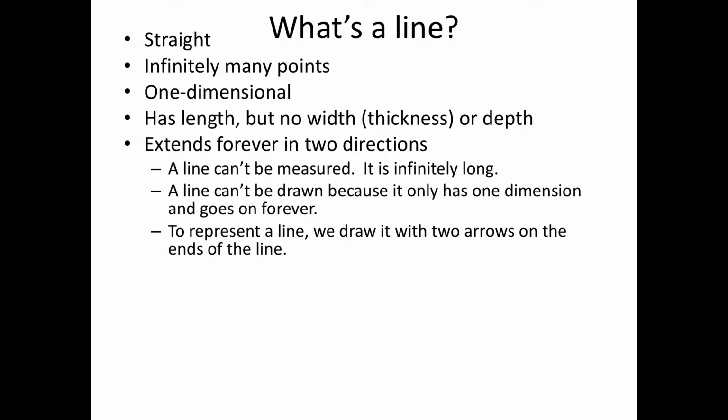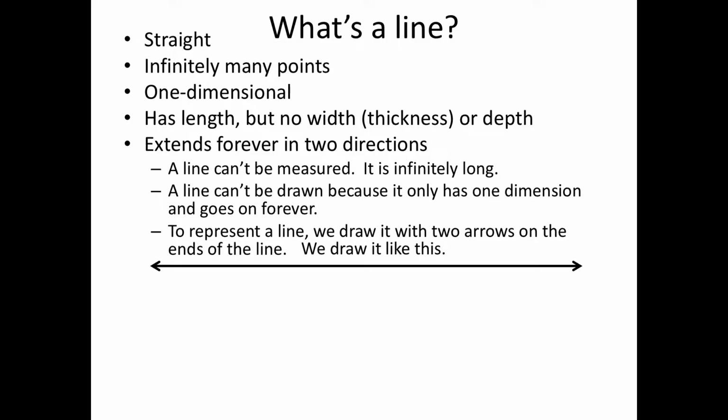But to represent a line, we draw it with two arrows on the end, so like this. Okay? And the thing you'll notice is the arrow on the left and the arrow on the right. That lets me know it's a line because, again, it goes infinitely far in both directions. I couldn't actually draw it. My pen would run out of ink and I still wouldn't even be close. It goes infinitely long, so we just draw these arrows here to let us know which way it is.